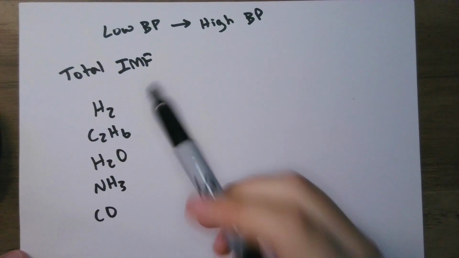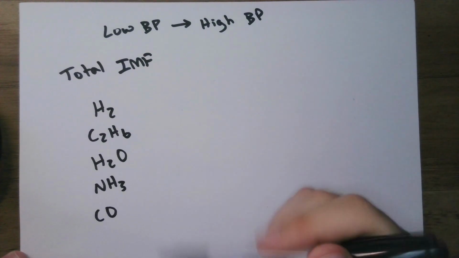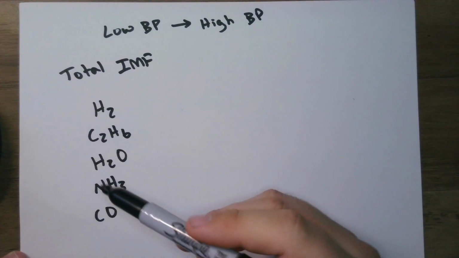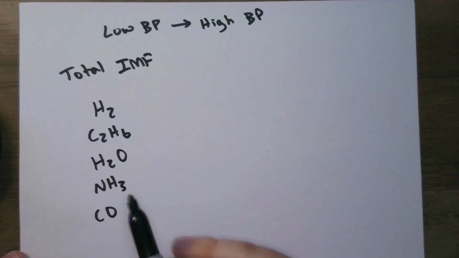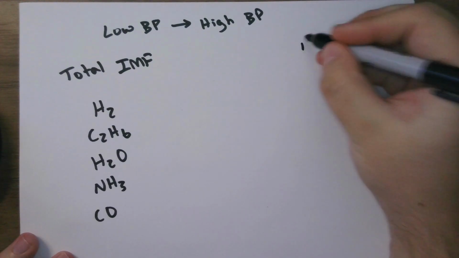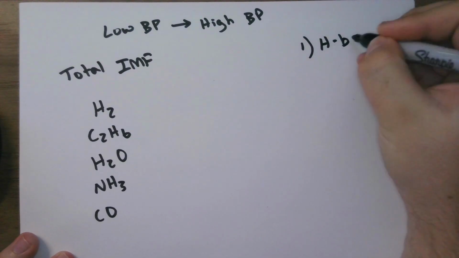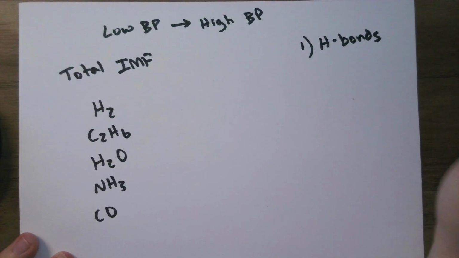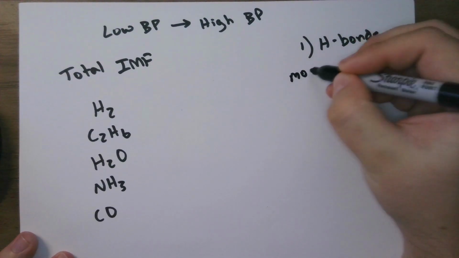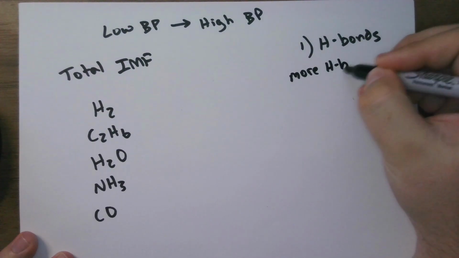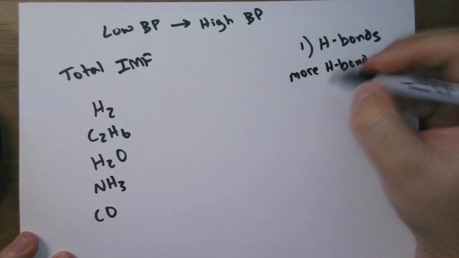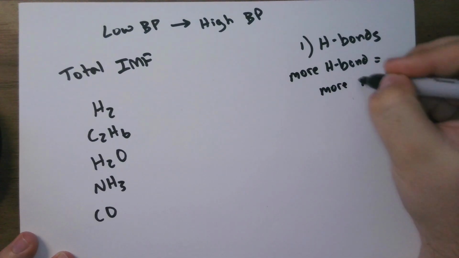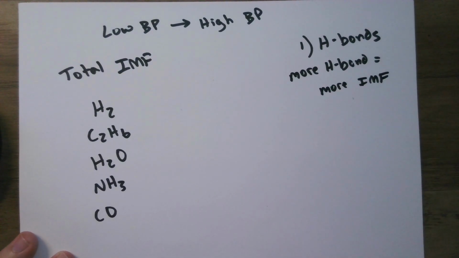All right, so which ones have the highest? All of them have London dispersion forces. So I find it easiest to start backwards. The way I would do this is first look at how many hydrogen bonds something has. The more hydrogen bonds you have, the greater your IMF should be. So more H bonds equals more IMF. And if you have more IMF, you have a higher boiling point.